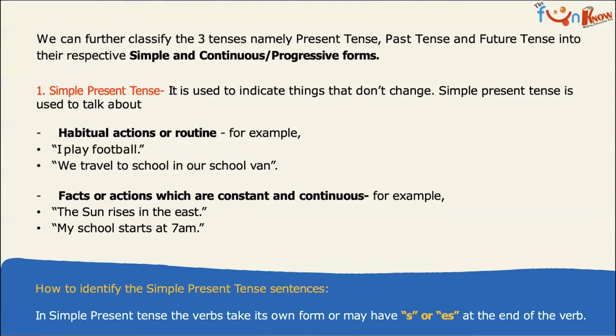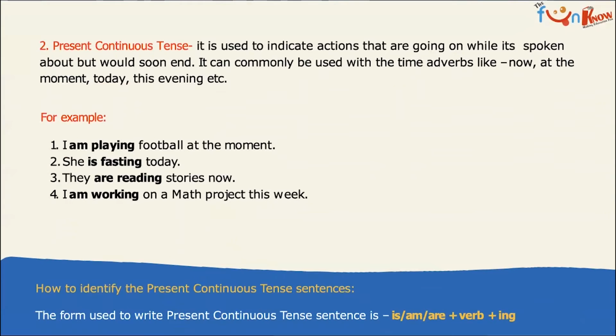Now, how do we identify the simple present tense in a sentence? In simple present tense, the verb takes its own form or may have S or ES at the end of the verb. For example, the sun rises in the east. My school starts at 7 a.m. The second one is present continuous tense.